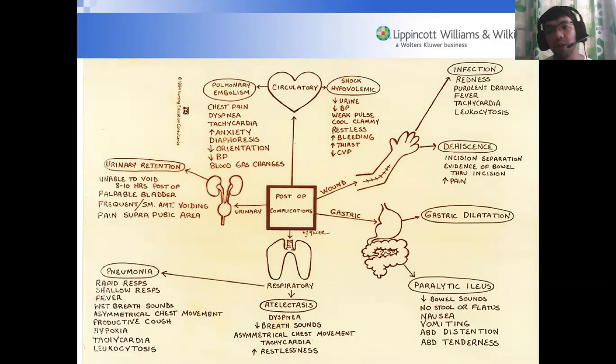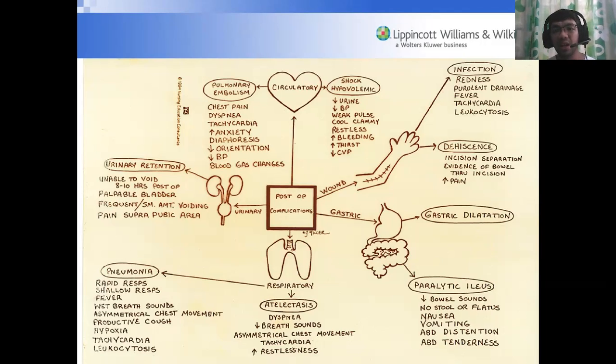Dehiscence can be common as well, wherein there is incision separation. So the wound site has opened in dehiscence, with evidence of bowel through the incision. Of course, there will be increased pain if there is wound dehiscence. So you can see that the incision site has opened, and the doctors need to close it up once again if that happens. So you need to check for wound dehiscence, or even evisceration can occur, wherein the internal organs are coming out of the wound.